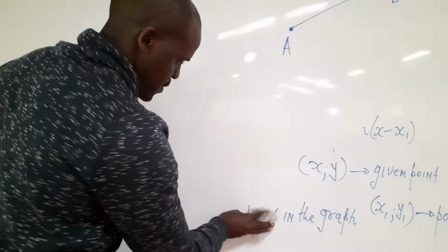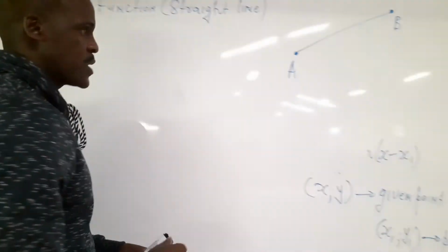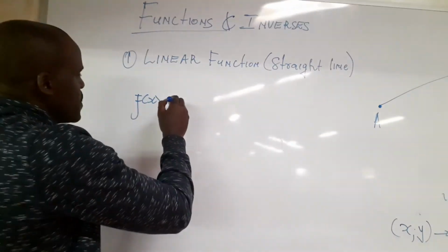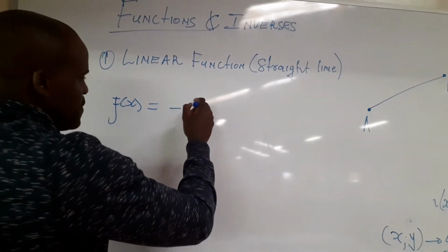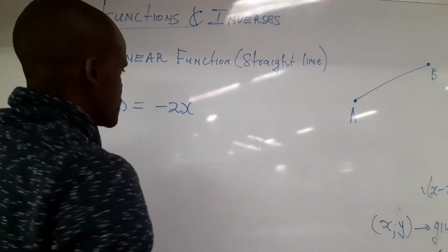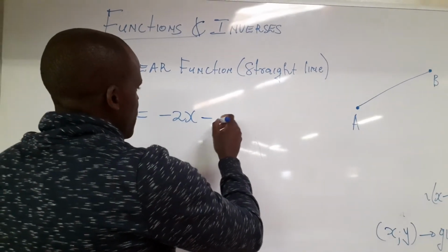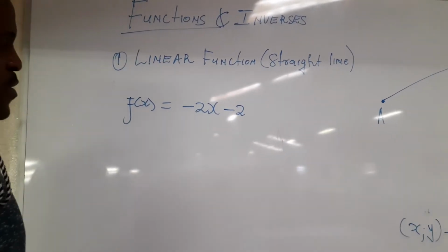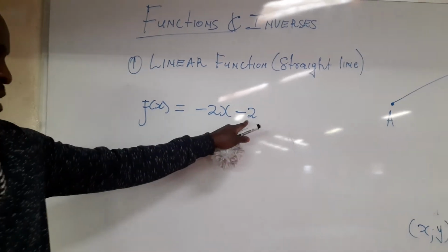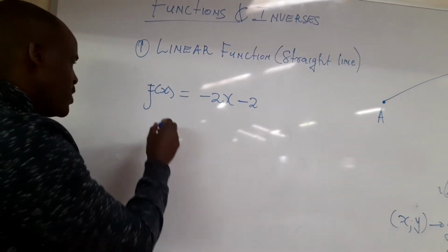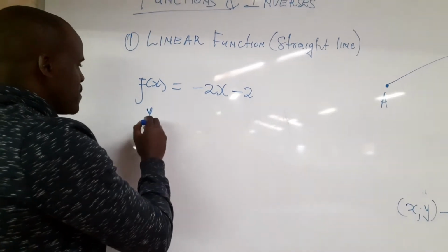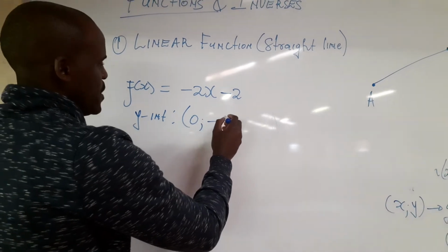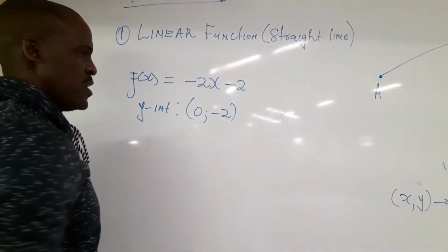Let's see now when we have this graph. f(x) is equal to negative 2x minus 2. Negative 2x minus 2, right? Our y-intercept, y equals mx plus c. So our y-intercept is that. Our y-intercept will be (0, -2), because you just let x be 0.